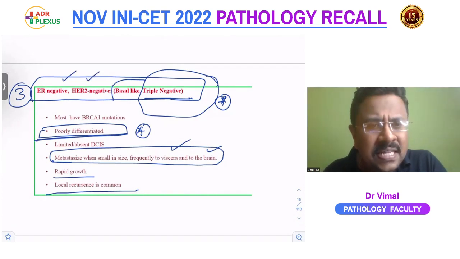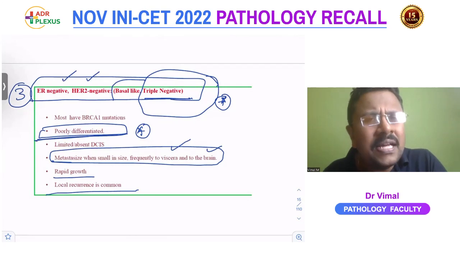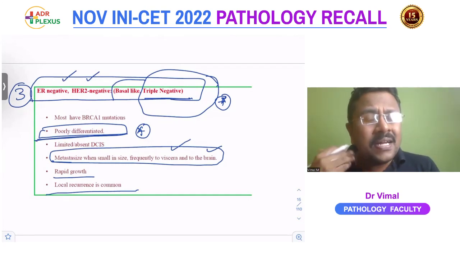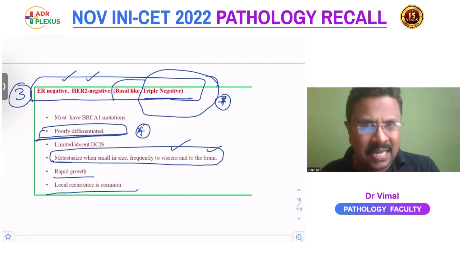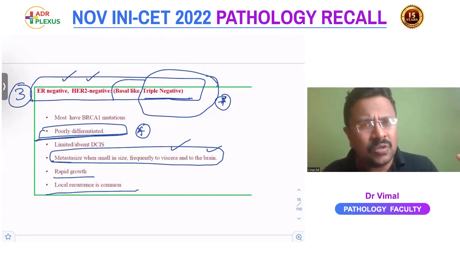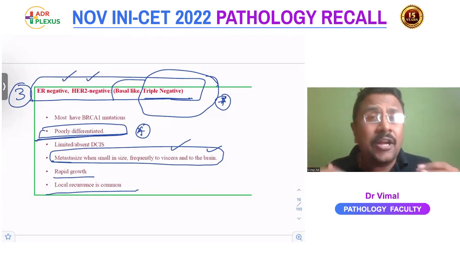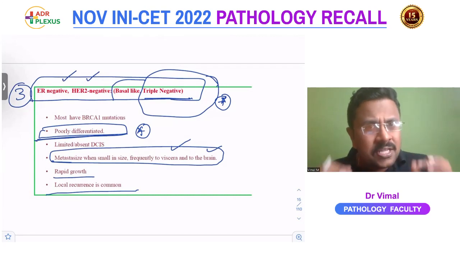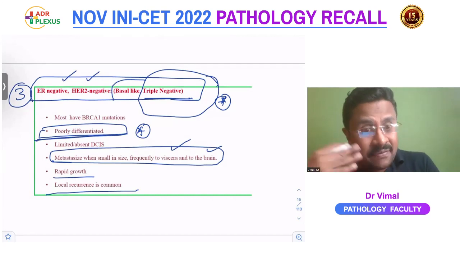We have also discussed that this is a very poorly differentiated tumor, and many times you will not have DCIS at all in these cases. So even when they are very small in size, these tumors will metastasize widely to the viscera and also to the brain. These tumors are aggressive, can have rapid growth, and even after surgery, recurrence is common in these tumors.